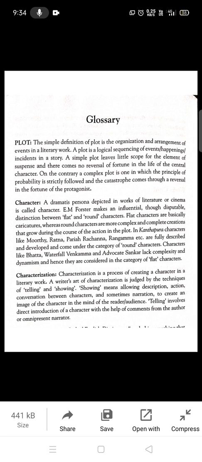Here it's written that characterization is a process of creating a character in a literary work. A writer's art of characterization is done by the techniques of telling and showing. For characterization to be lifelike or realistic, the writer has to be consistent about the age, the time, the place, and the culture. So a character should be true to life and should be convincing.